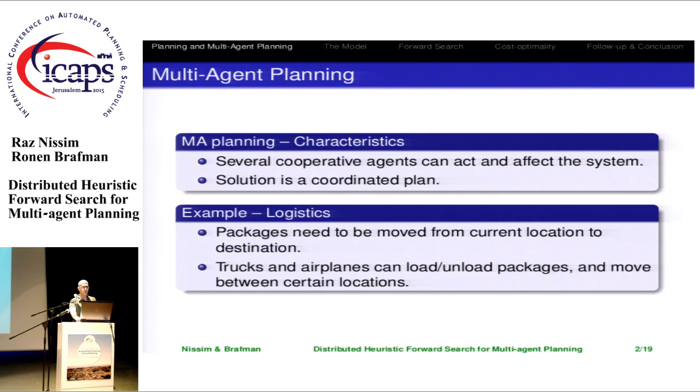So we're talking about multi-agent planning, and this is the right track. We have several agents that are now cooperative, that can act and affect the system and each other, and we're looking for a coordinated plan as a solution. And the example I like giving is logistics. We have trucks and airplanes, which are the agents. They move packages around, affecting one another.